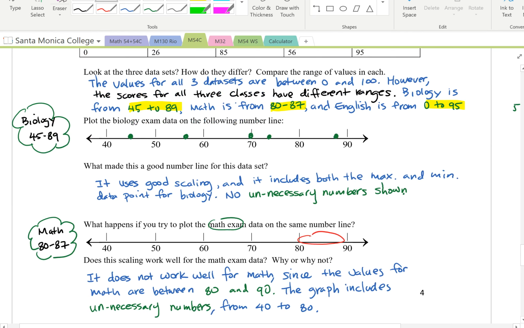So there's a lot of unused space here. Notice 40 to 80 will be extra space that will be unused if we plot them, which is unnecessary. So although this same number line works well for the biology class, it doesn't work well for the math class. A plot that works well for one data set is not necessarily going to work well for another data set.